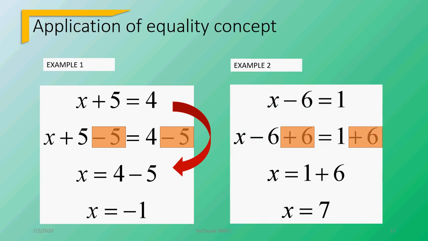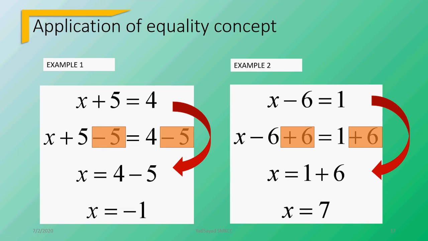Second example, if you have x minus 6 equals 1, to eliminate this minus 6, you have to add 6, because minus 6 plus 6 equals 0. When you plus 6 at the left hand side, you must also plus 6 at the right hand side. So you will have x equals 1 plus 6. But in your writing, you can skip the second step, from x minus 6 equals 1 to x equals 1 plus 6. And your final answer is x equals 7.